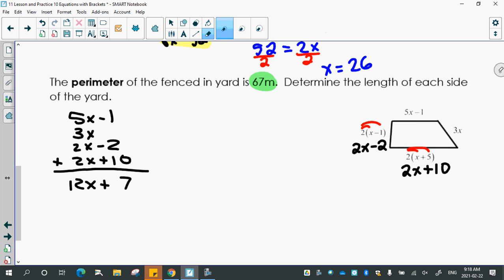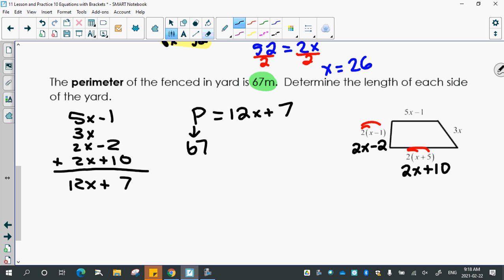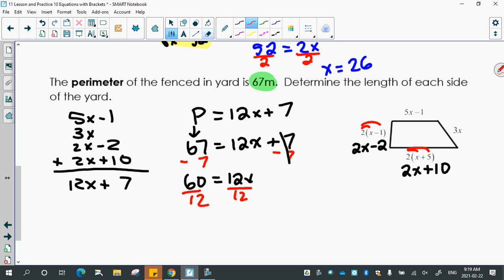Yeah. Okay, awesome. So we know the perimeter is 12x plus 7, but we also know the perimeter is 67 meters, so I can make that equation, and then I'll be able to know what x is, okay? And then once I know what x is, I can figure out what all 4 sides are, okay? So here I got x equal to 5. Everybody good there? And it would be meters.